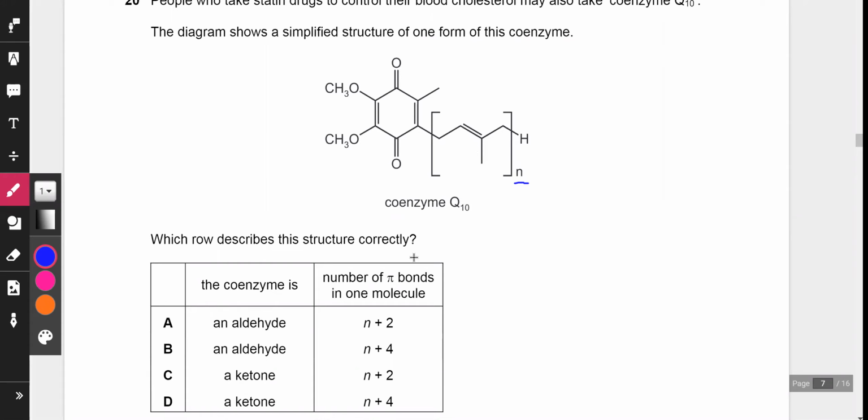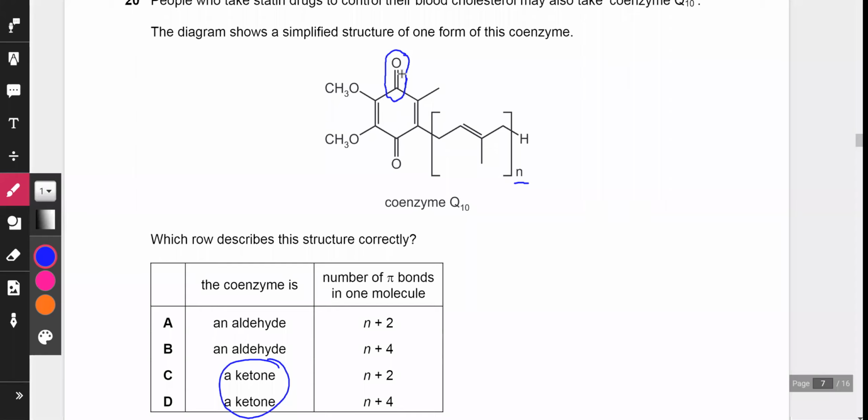Which row correctly describes this structure? The enzyme is an aldehyde. It's definitely not an aldehyde because the double bond over here is in the middle of the chain. So that's a carbonyl compound and it's a ketone. So it's either going to be C or D. It's not an aldehyde. And the number of pi bonds, how many pi bonds in one molecule?